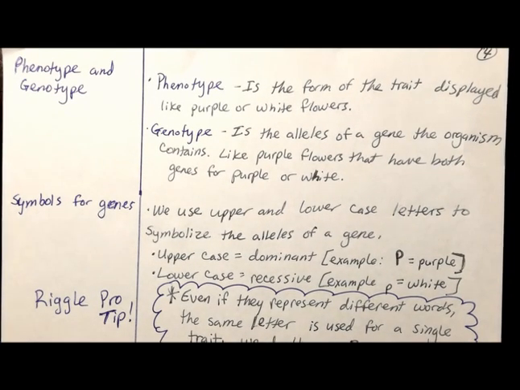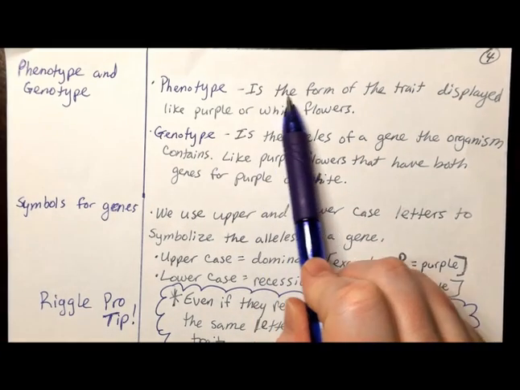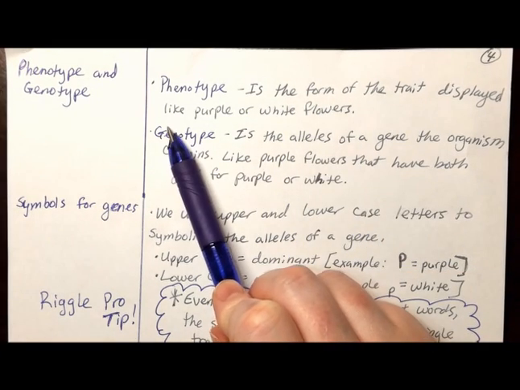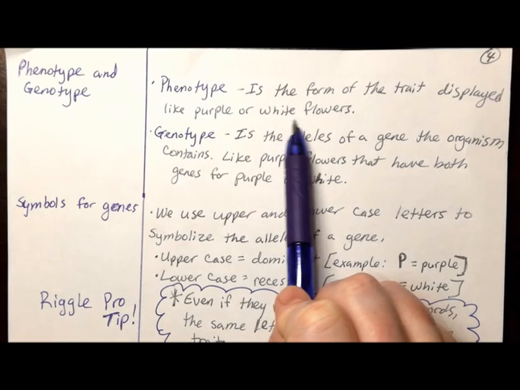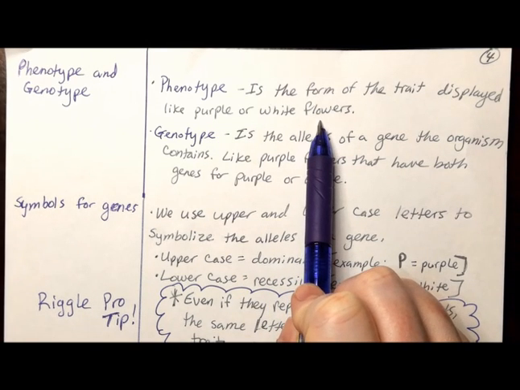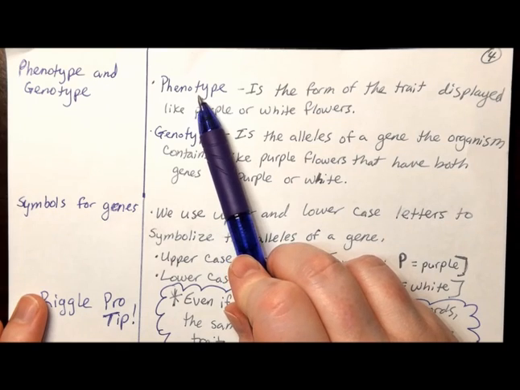So the phenotype is the form of the trait that is displayed. So do we see purple flowers or white flowers? What we can actually see, what we can actually observe, that is our phenotype.